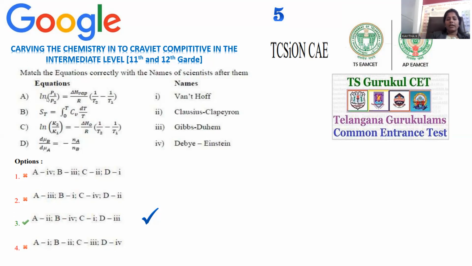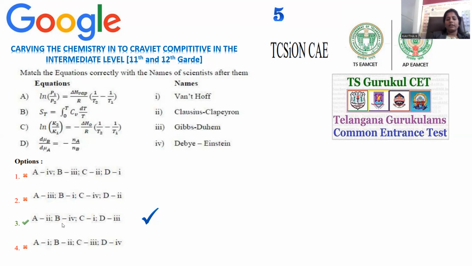A with the 2. A with the 2 means what? Ln. Ln means log base e, called ln. Ln P1 upon P2 is equal to delta H vapor upon R, 1 by T2 minus 1 by T1.